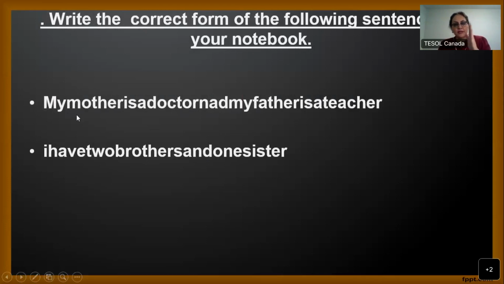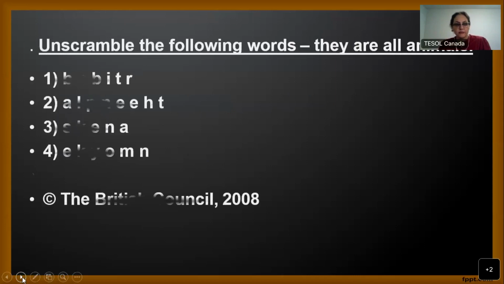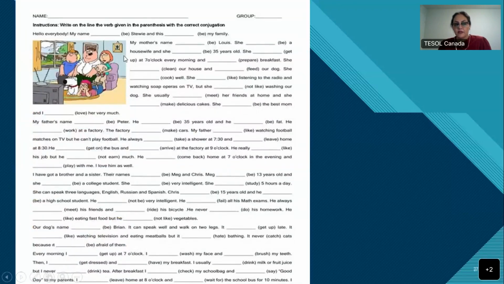So they need to put space between the words, and punctuation, of course. Or unscramble, where you're working on spelling. The first is rabbit or elephant, snake or monkey. So you're working on spelling. This is a kind of exercise working on spelling. Even here, you're practicing the grammar part.